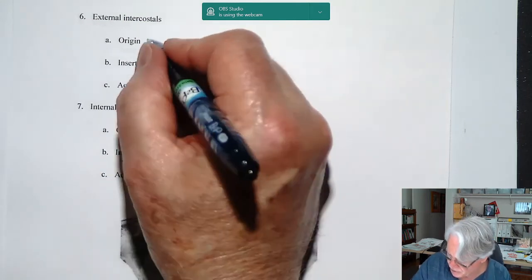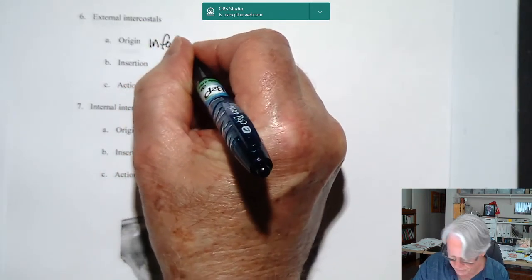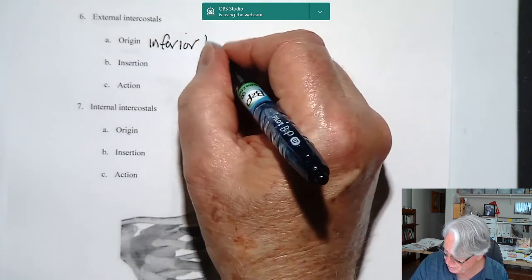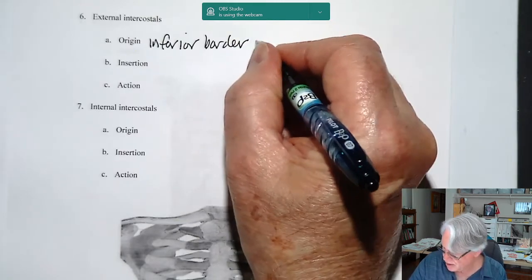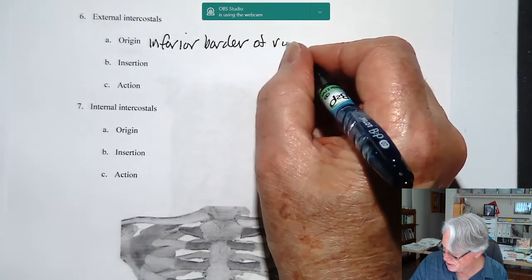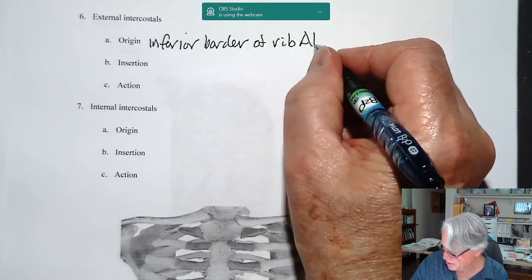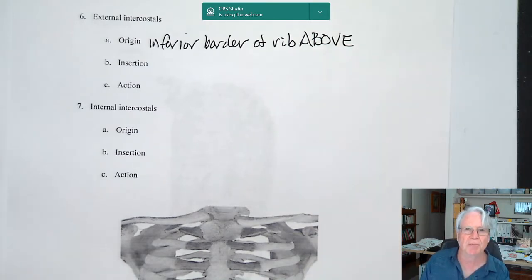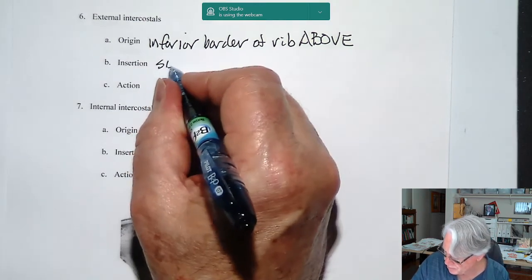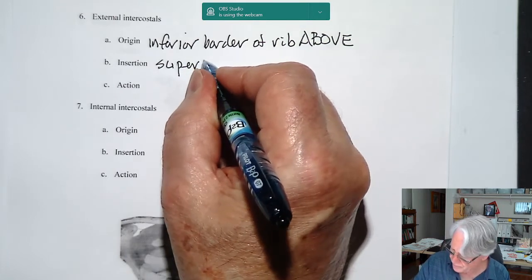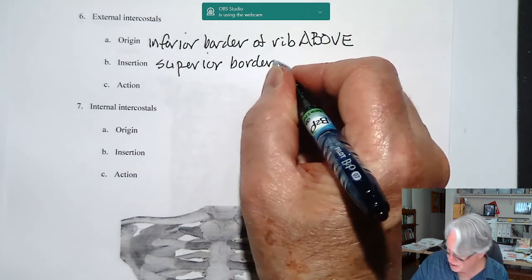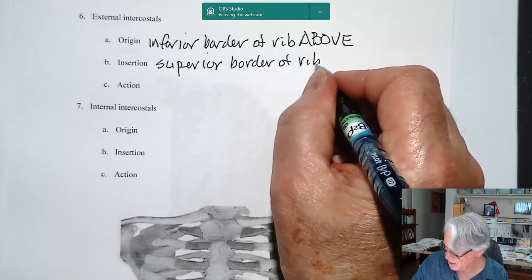So, the origin is the inferior border of rib above, and I'm going to put this in big letters. Okay, inferior border of rib above. The insertion is the superior border of rib below.